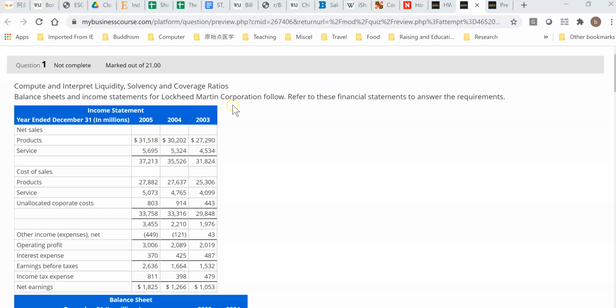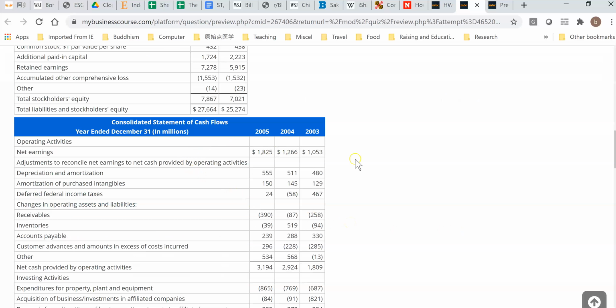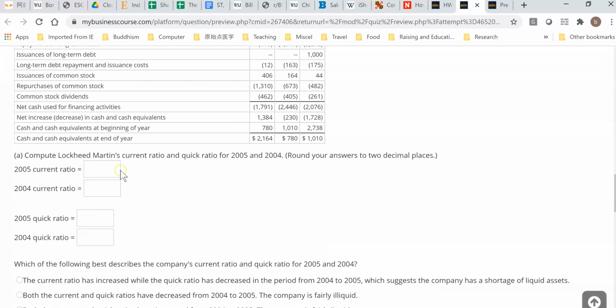Corporation. So the company name here may vary, and also the different financial statements as well as the numbers may vary. So we have the income statement here, a balance sheet, and also the statement of cash flows. So part A is compute Lockheed Martin's current ratio and quick ratio for 25 and 24. Notice here the rounding requirement. Round your answers to 2 decimal places.